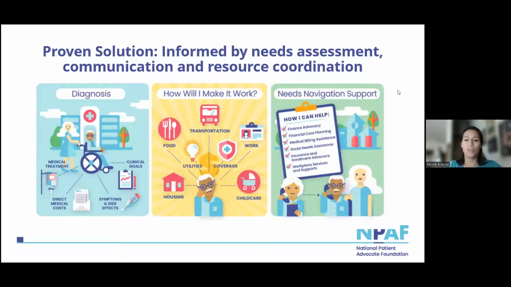But needs navigation support, and we use this term broadly to include all of the things that many of you on this call do in your roles through financial care planning, financial advocacy, billing assistance, all of these other items. These are all informed by a needs assessment or screening for patients, as well as communication about what is available to them and resource coordination to connect patients to and through whatever supports may be available to them, financial or social supports specifically.